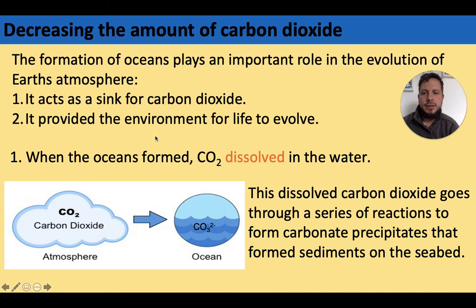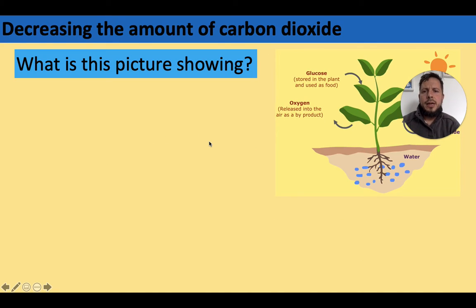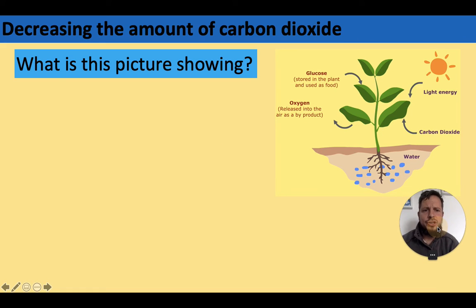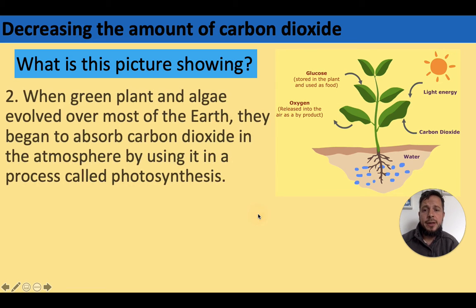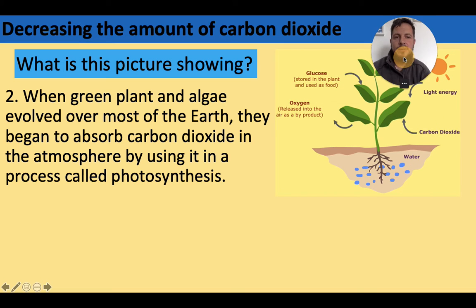Now, the second reason is we need to look at this picture here. So what is this picture showing? So this picture is actually showing photosynthesis. So when green plants and algae evolved over most of the Earth, they began to absorb carbon dioxide in the atmosphere, and then they started using it in a process called photosynthesis, which you should have met from your biology.